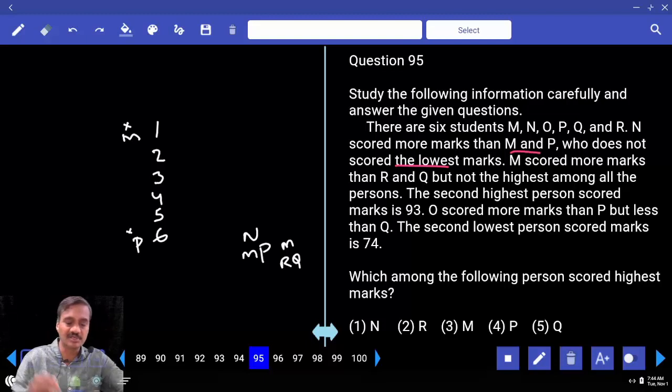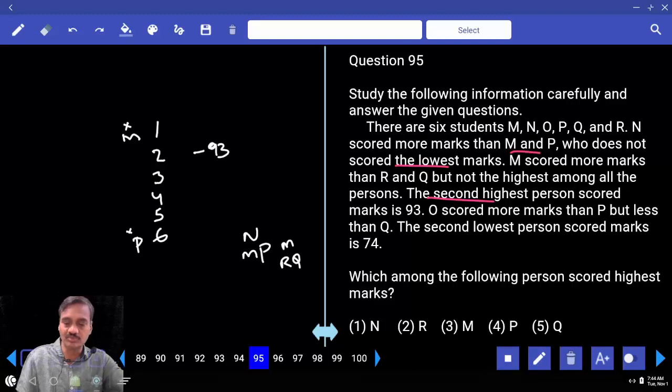Now if you observe here, M అనేవాడు R and Q కన్నా ఎక్కువ ఉన్నాడు. Then M కన్నా పైన ఎవరు ఉన్నారు చెప్పండి? N ఉన్నాడు. M కన్నా పైన R, N, but not the highest. And the second highest person scored 93.